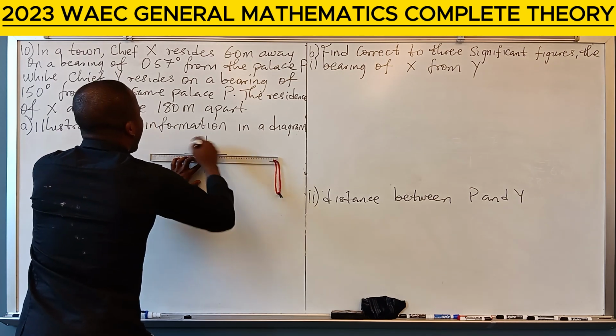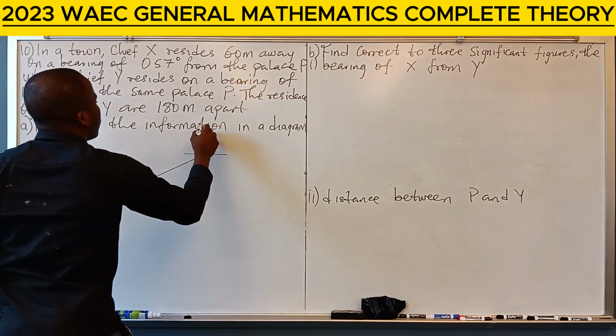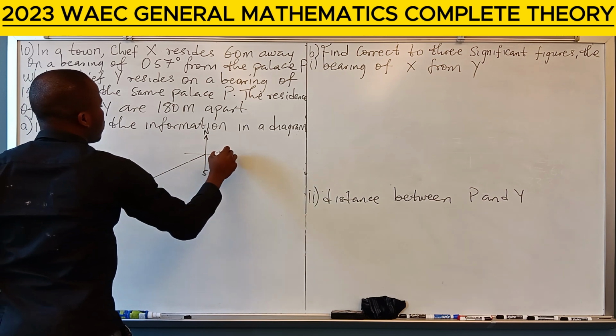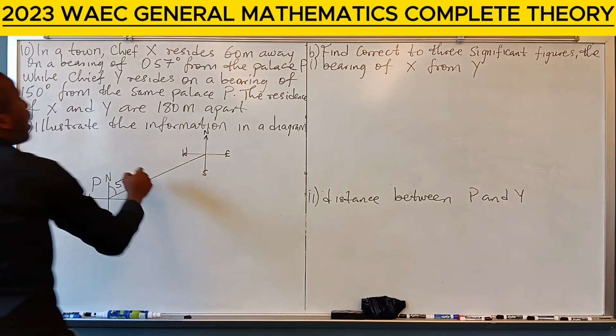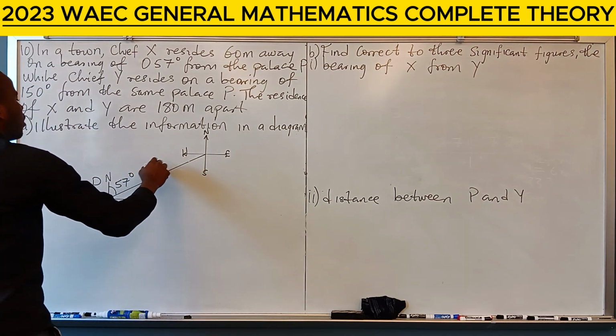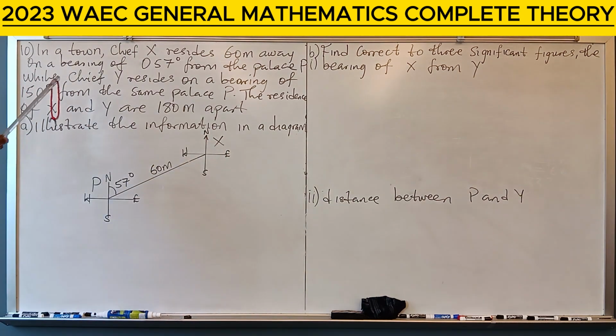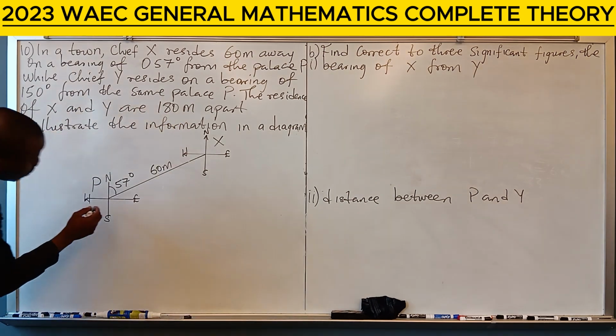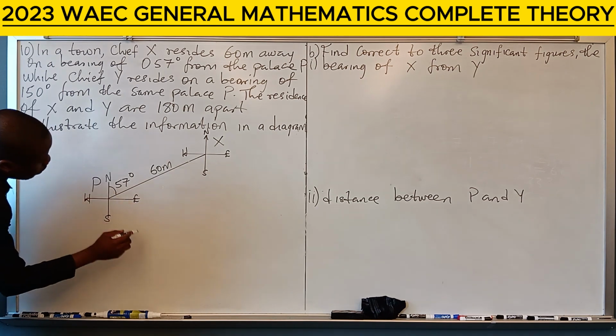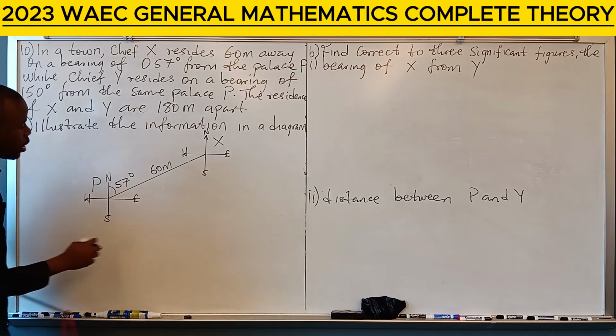And this is where X is located. North, south, east, west. And it is 60 meters away from it. This is our X. And also, Y resides on a bearing of 150 degrees from the same place. 150 degrees will be below here because this is 90, so 150 will be here.